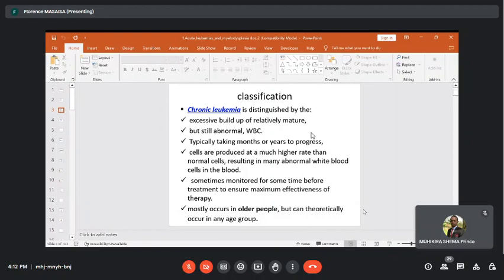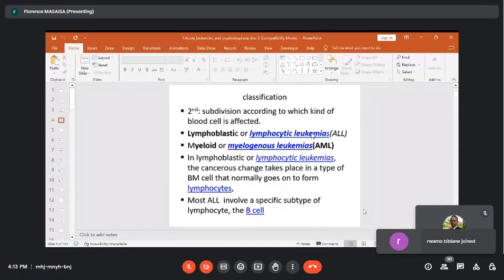Cells spending a long time compared to the normal lifespan. Then the disease progression in acute leukemia, it's acute, like birth. Then in chronic one, the process may take months to years to develop. The second division now depends on the type of the cell which is seen.